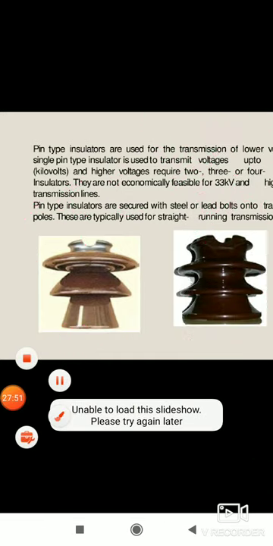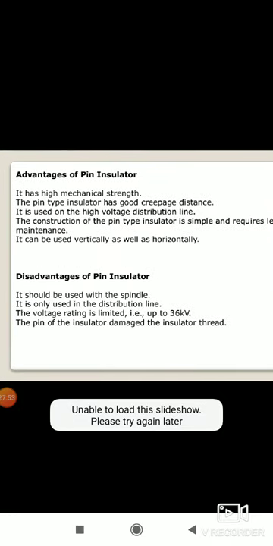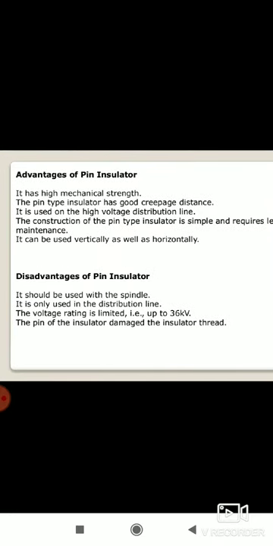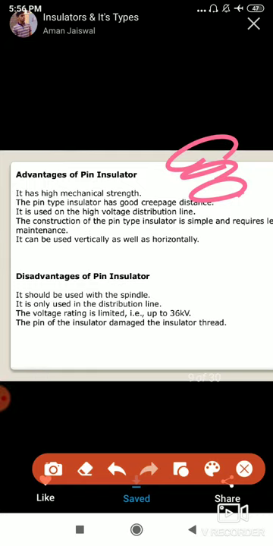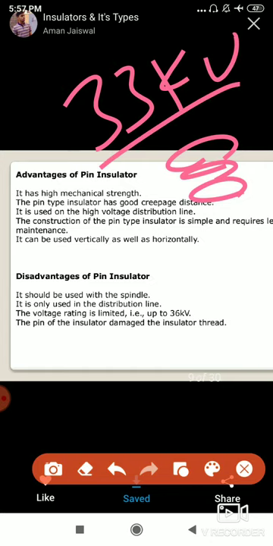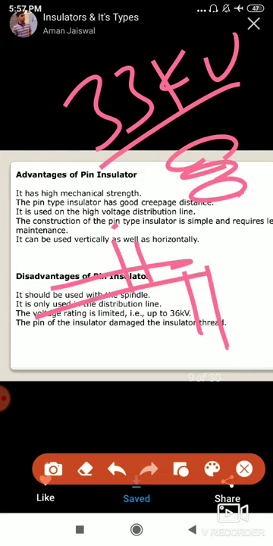Now we'll discuss the advantages of pin type insulators. It has high mechanical strength because the porcelain has a number of layers. It is used up to 33 kV, somewhat higher voltages. It can be placed vertically or horizontally. If it is a cross arm like this, your pin type insulator can be placed here or there, whatever it may be. You will see in distribution systems that you always place your pin type insulator horizontally, not vertically, right?